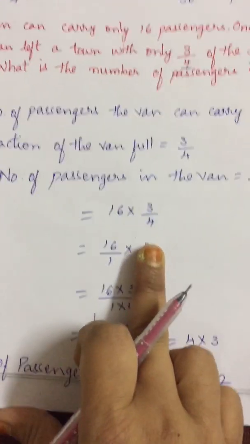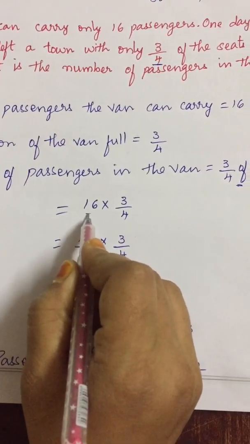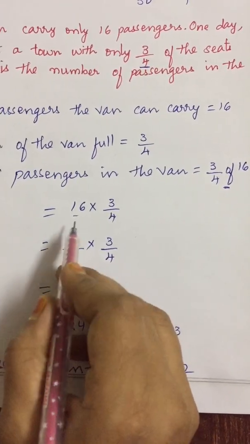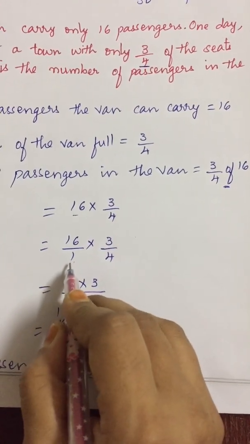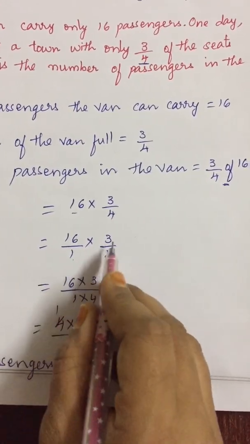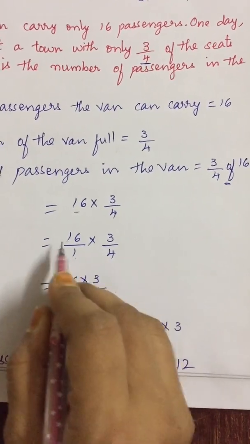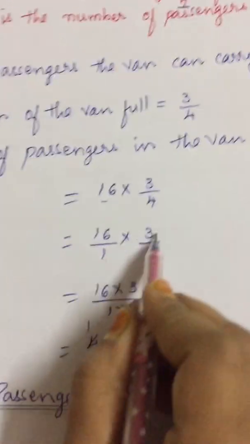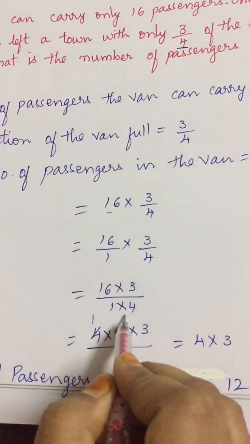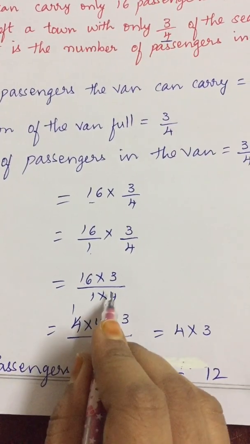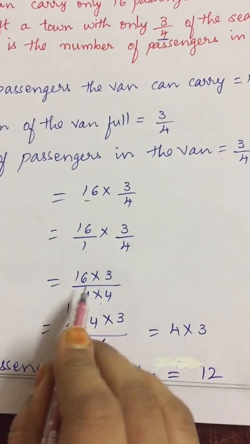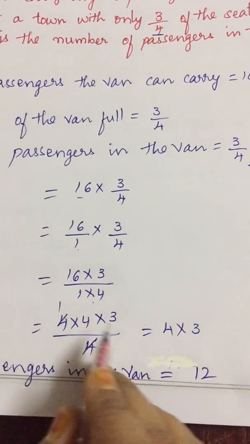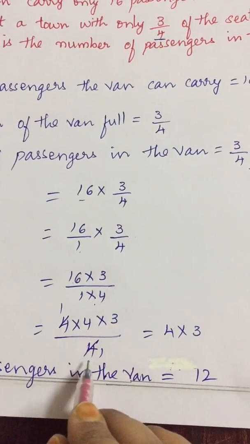16 into 3/4. Here 16 is again a whole number, so we can write it as a fraction. How can we write it? 16/1. 16/1 is nothing but 16. That's why we write only 1 in the denominator. 16/1 into 3/4. Numerator into numerator, denominator into denominator, we need to multiply. 16 into 3 whole divided by 1 into 4. 16 into 3 you can write as 48/4, or as I told you, 16 we can write as 4 into 4, into 3 as it is, whole divided by 4.